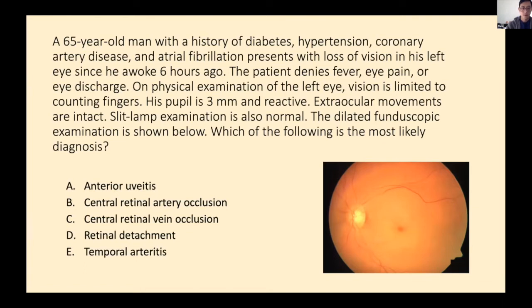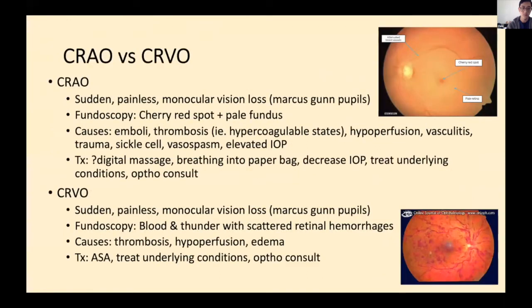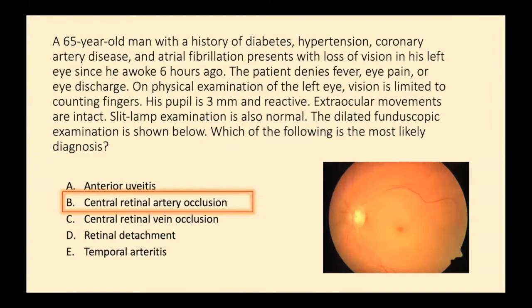So the correct answer is going to be B, central retinal artery occlusion. All of these answer choices can cause sudden vision loss. But A, you'll have eye pain and photophobia. E, you'll usually have jaw pain or temporal headache. And fundoscopy can help differentiate between B, C, and D. I think this question and picture is going to be on the boards, and you're in-service almost every year.